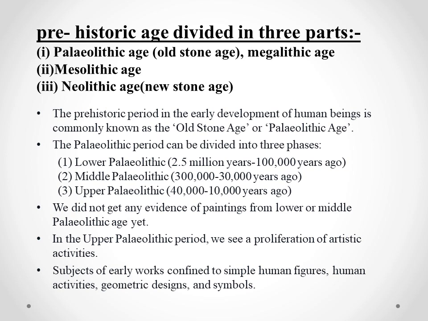Lower Paleolithic age time is 2.5 million years to 1 lakh years ago. Middle Paleolithic time is 3 lakh years to 30,000 years ago. Third is Upper Paleolithic age. Upper Paleolithic time is 40,000 to 10,000 years ago.